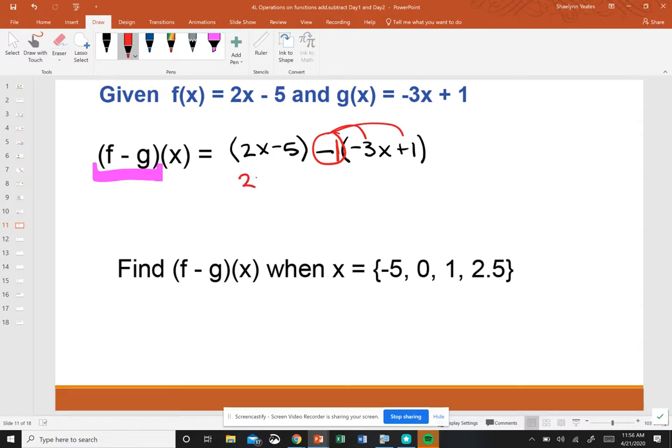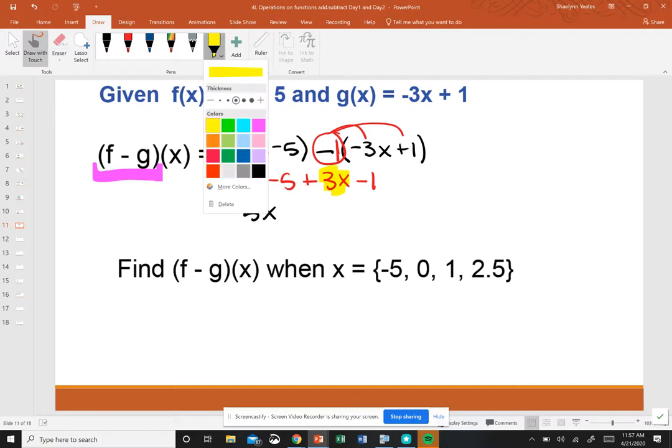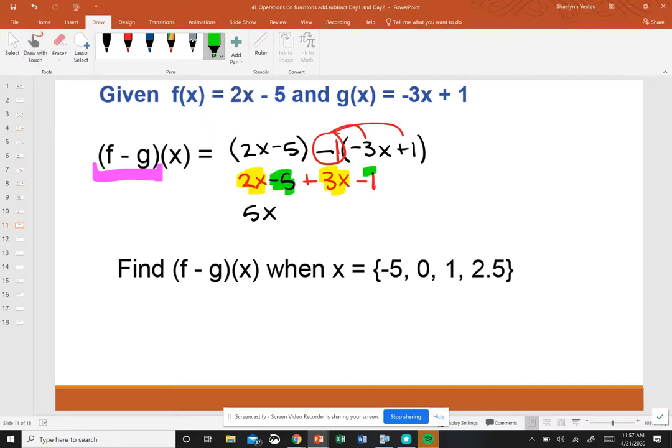So we have 2x minus 5. And then we have -1 times -3 is positive 3x. And then -1 times positive 1 is a -1. Okay, so now we're going to combine like terms. So we have 2x and 3x, which together gives us 5x. And then we also have a -5 and a -1. And together that gives us a -6. Okay, so we have 5x minus 6. So we know that f minus g of x equals 5x minus 6.